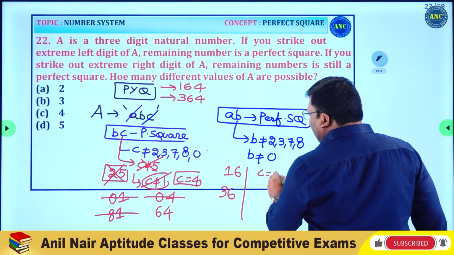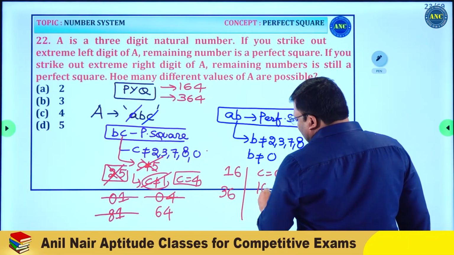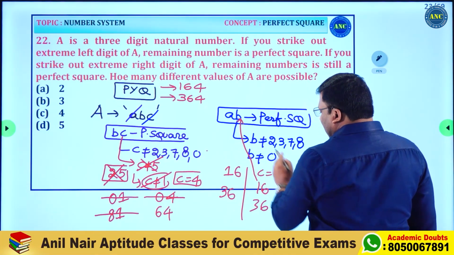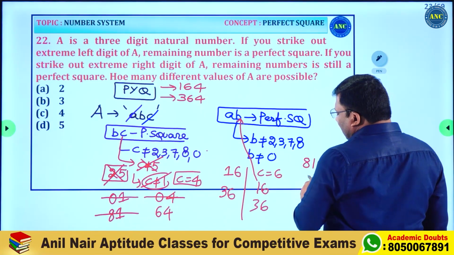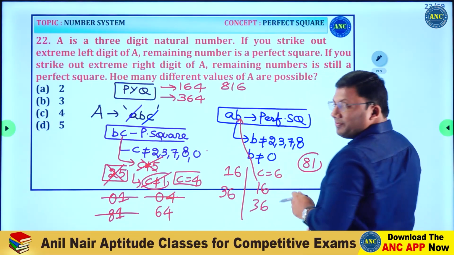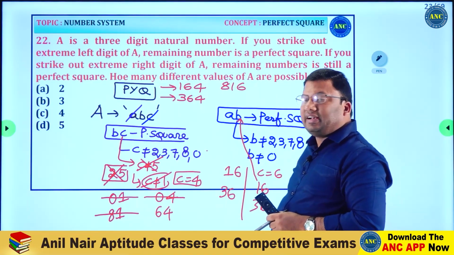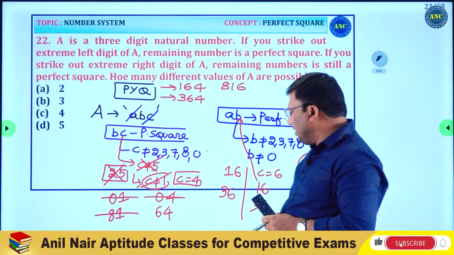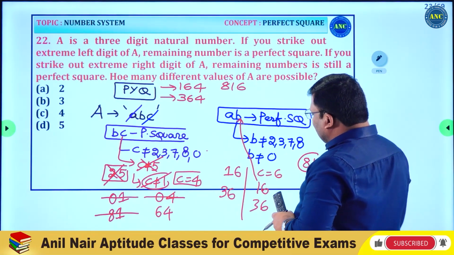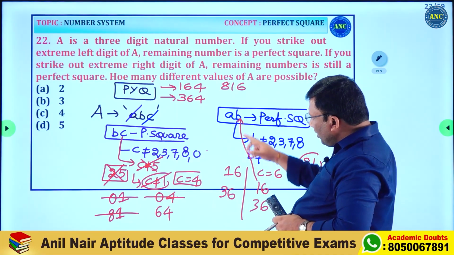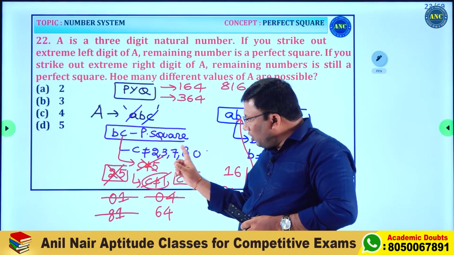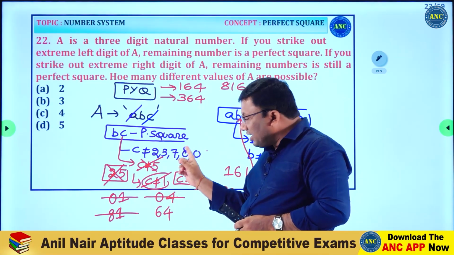If C is 6, what are the perfect squares? One is 16, another is 36. What are the perfect squares ending with 1? 9 squared is 81, 1 squared is 01. That means another case: 816. If I remove 6, 81 is a perfect square. If I remove 8, 16 is a perfect square. Next one, what is the other case? 6 squared is 36, which means B value will be 3. B cannot be 3. What is the next case?